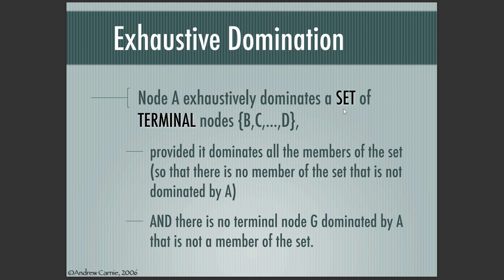First of all, it is a set. It's not only one node, but a set of nodes. And the second characteristic is terminal nodes, not non-terminal nodes. It must dominate all the members of the set, so that there is no member of the set that is not dominated by A. There is no terminal node G dominated by A that is another member of the set.